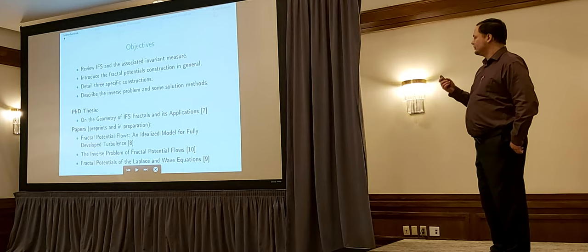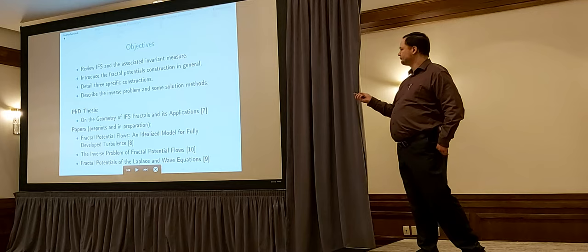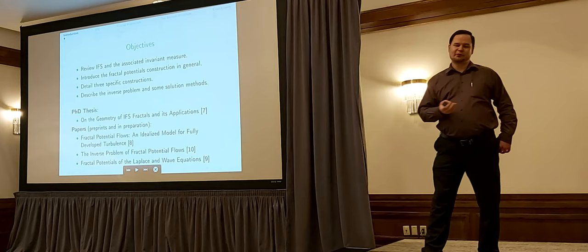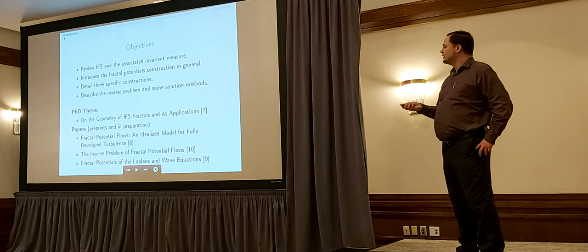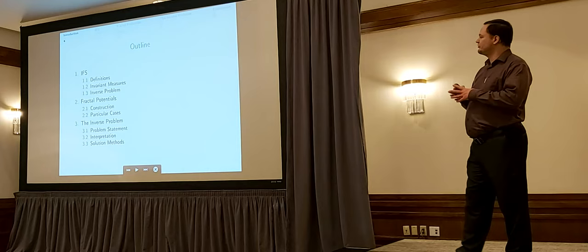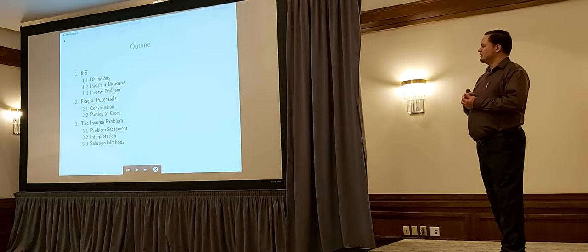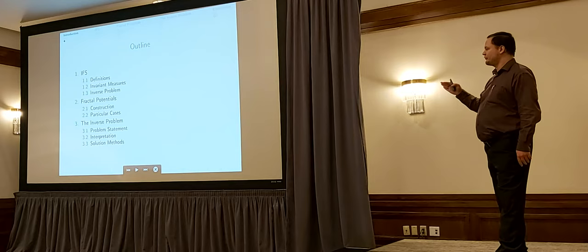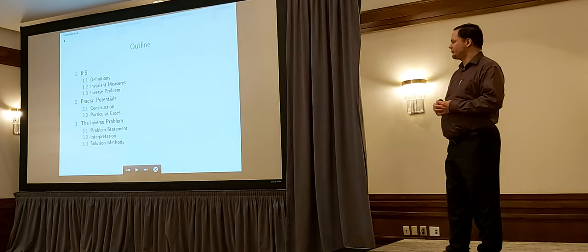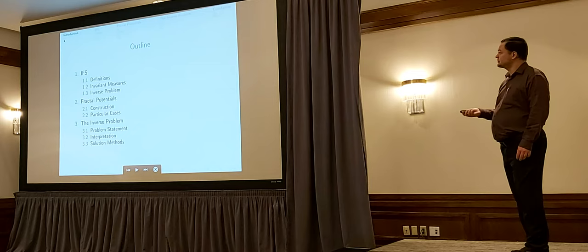I'm just citing the relevant works I have written and am working on. The first two, my thesis and fractal potential flows, are written, and I'm working on the last two. To give an outline, I'll be talking about IFS, fractal potential construction, particular cases, and then the inverse problem. For the particular case that I'll be detailing, I'll also discuss the interpretation, as well as some solution methods which already exist in the literature.